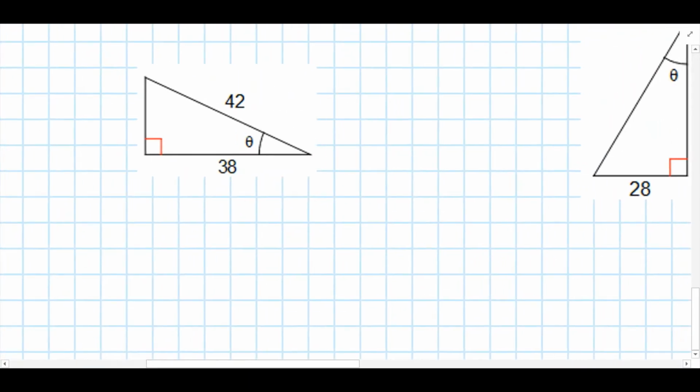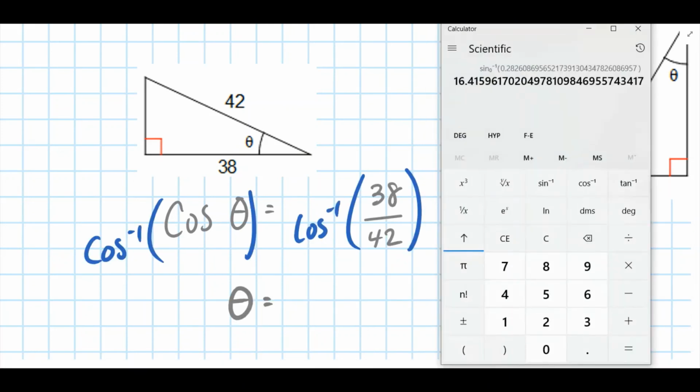In the next example, the inverse of cosine or secant can be used to determine our unknown angle measure. Evaluate the ratio in the calculator first, then apply the inverse trig command.